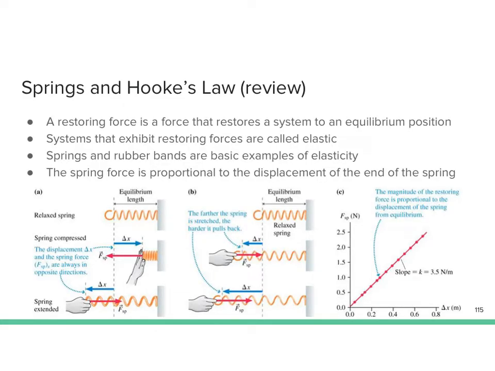So a quick little review of Springs and Hooke's law. A spring has what's known as a restoring force, and that wants to bring it back to equilibrium. So a spring, I like to always say it's in homeostasis, and it'll do everything it can to stay in homeostasis. Anything that has a restoring force, we call it elastic, and we take a look at how much elasticity it has, and we'll take a look at that, like I said, in the next section when we talk about physical materials and their elasticity. And the spring force is directly proportional to the displacement at the end of the spring.